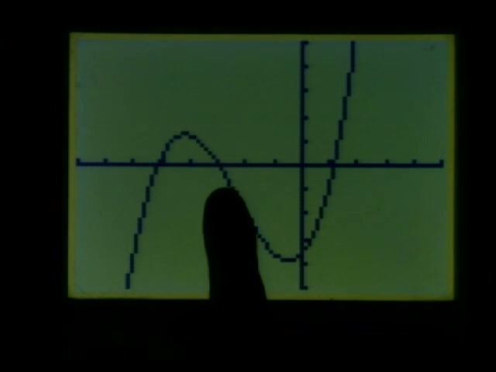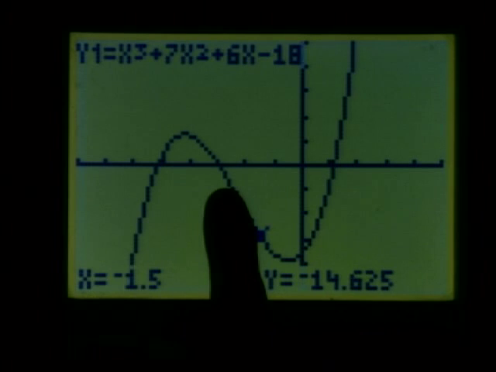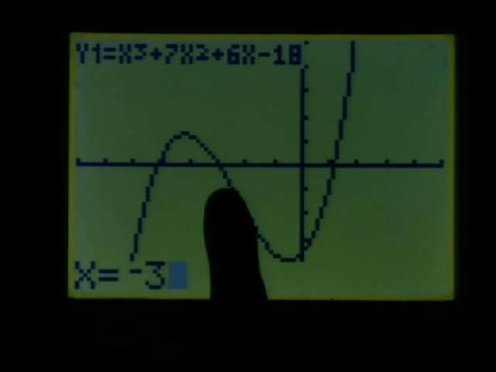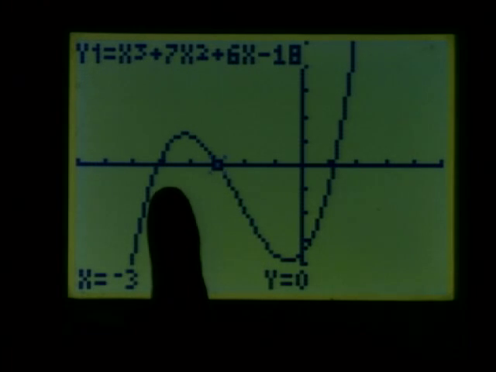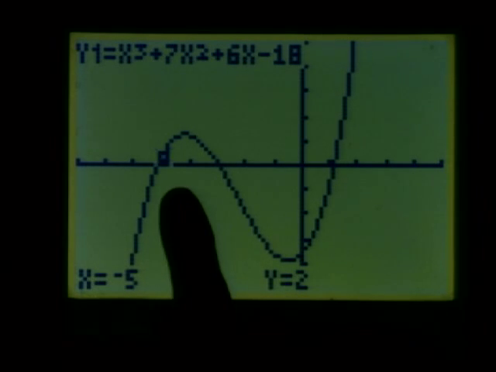Maybe it might be here at -3, by turning trace on and going to -3. Oh, I lucked out. Look at that, by just hitting trace and guessing -3. Let me go over here and see if -5 works. I'm still in trace mode. No, look at that. It's not at -5, it's positive. So it looks like it's got a 0 that's not on a nice number, but this one's good.